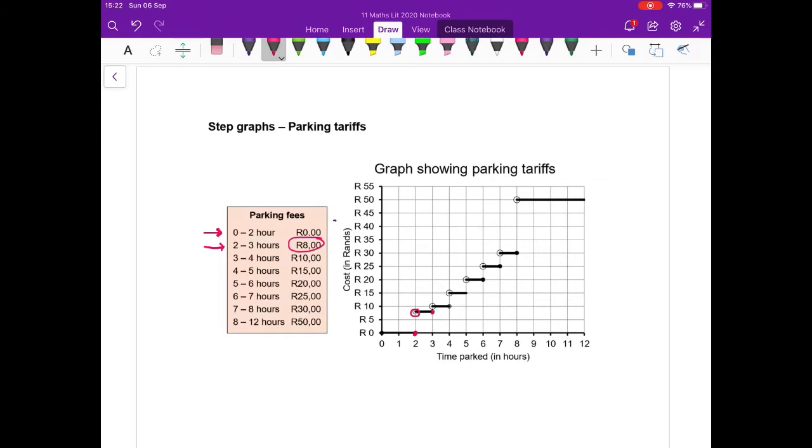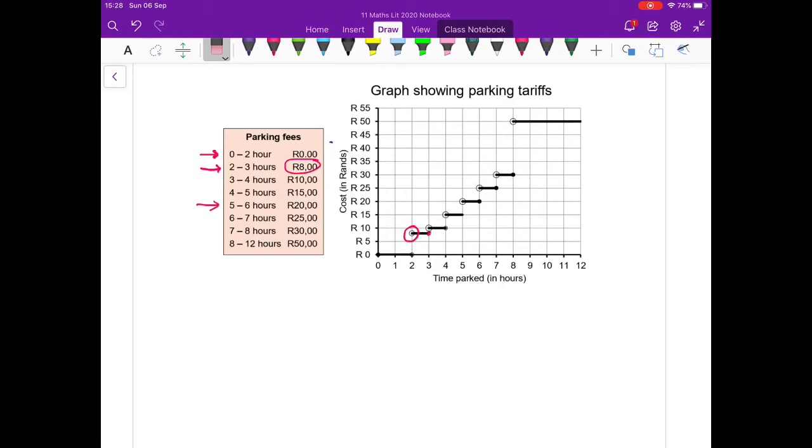But for example, if I was there 5.5 hours, I would be in this category here. So 5.5 hours is in that category. I would pay 20 Rand. And here you can see it there. 5 to 6 hours is 20 Rand. Please make sure that you put an open dot at the beginning and a closed dot at the end. So the open dot means I'm not paying 8 Rand for 2 hours, but I will pay 8 Rand for a split second after the 2 hours.